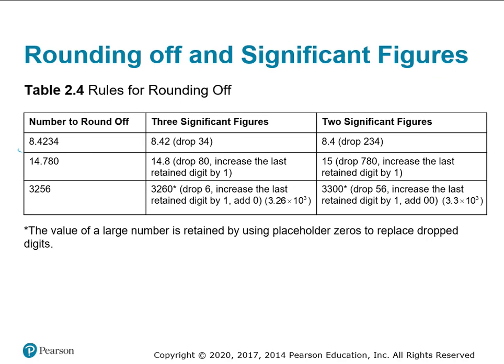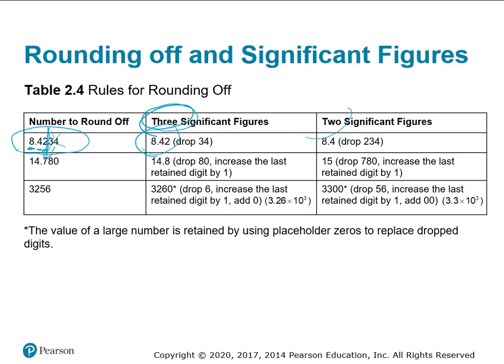Let's say that we do a calculation, and this is what our calculator tells us, 8.4234. But let's say that I can only have 3 significant figures for my answer. I would count 1, 2, 3. So draw a line after 3. Will that 3 do anything to that 2? No. So we simply just drop off the 3 and the 4 and leave it at 8.42.